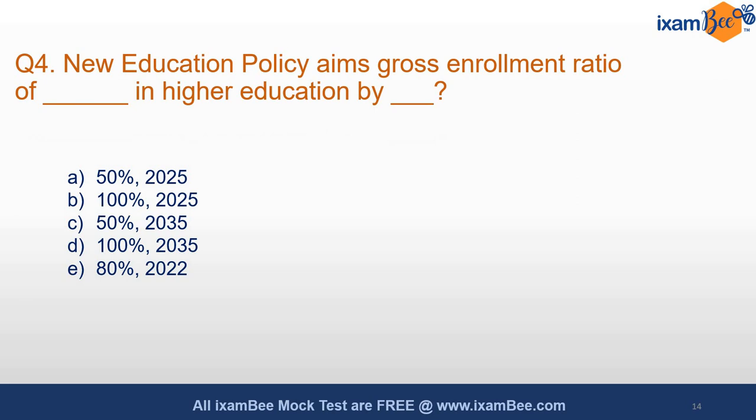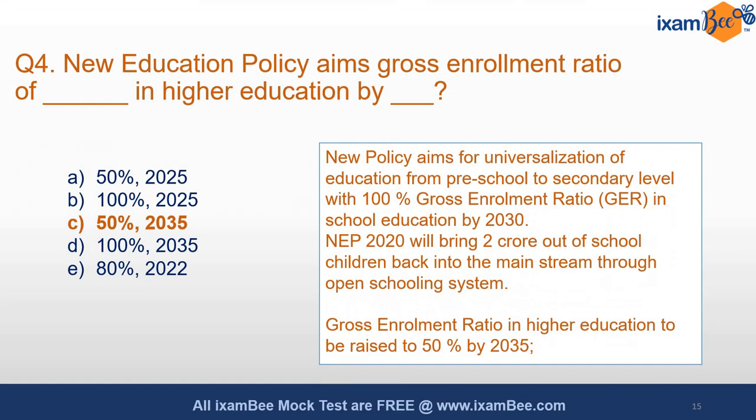So I was talking about the new education policy, which in the economic survey they have mentioned that there has been an increase in the gross enrollment ratio for higher education. So as per the new education policy, what is the target for the gross enrollment ratio and by when does the government want to achieve it, right? So here the correct answer is 50% gross enrollment ratio.